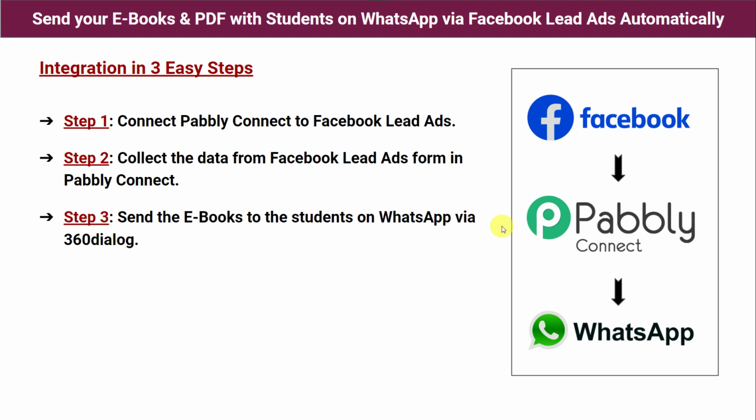So at step 3, whatever data Pabbly Connect has captured from Facebook lead ad forms, the same data will be used, and the demo of your ebooks will be sent to the students on their WhatsApp number. And here we are using the 360dialog application for sending the messages on WhatsApp. So in this way, we are going to create an integration between Facebook and WhatsApp using Pabbly Connect. So let's learn the integration process now.